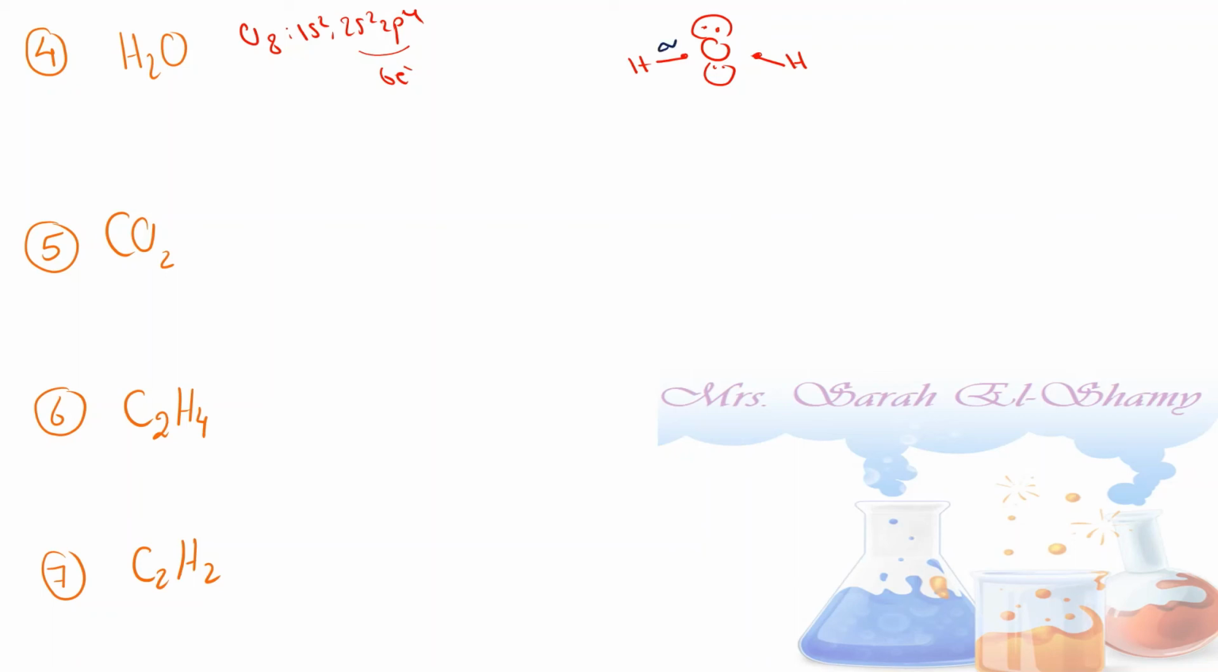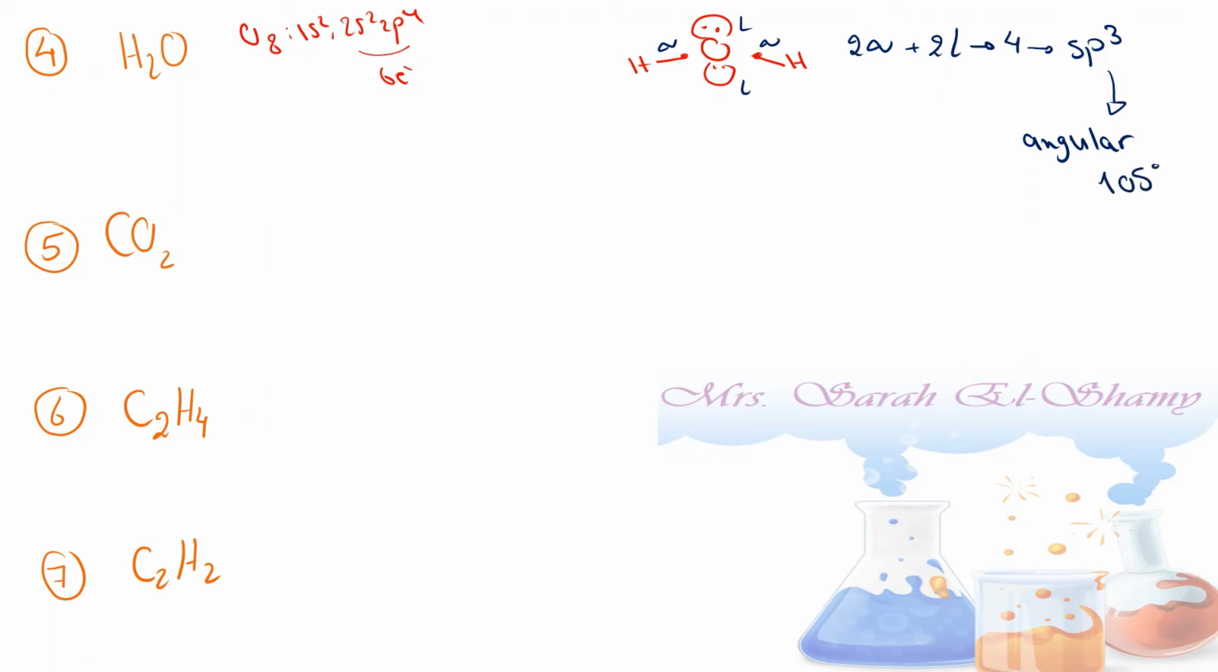So here we just need to count the sigma and the lone pairs. We have sigma, sigma, lone, lone. So we have 2 sigma plus 2 lone, which gives us 4, right? The summation of the total of 4, which gives us the type of hybridization sp3. Okay, with 2 sigma and 2 lone, the shape will be angular with an angle of 105 degrees.